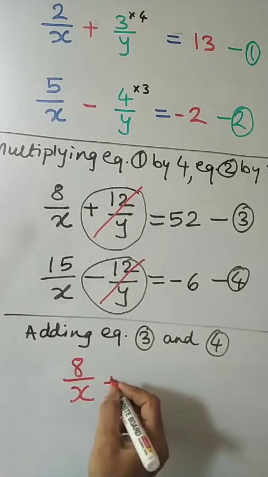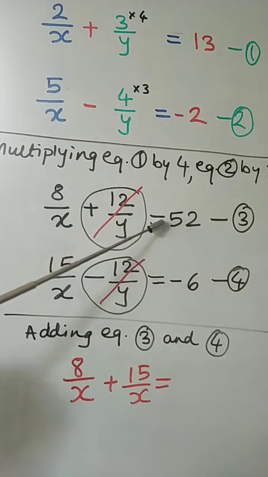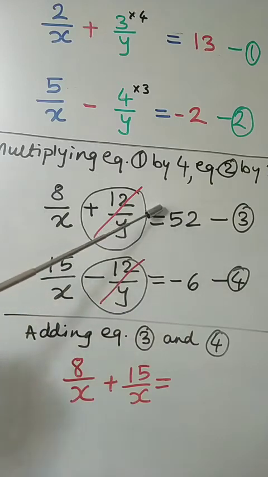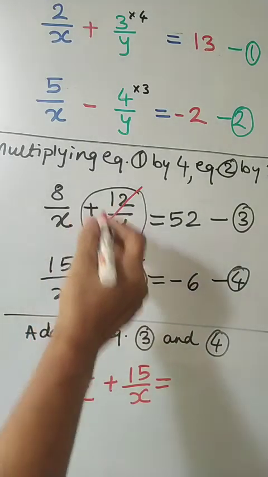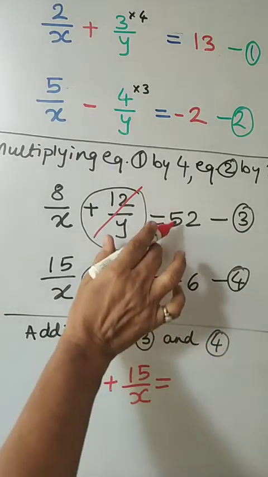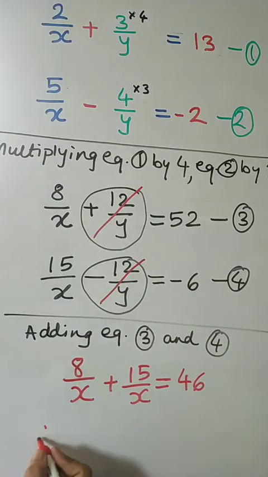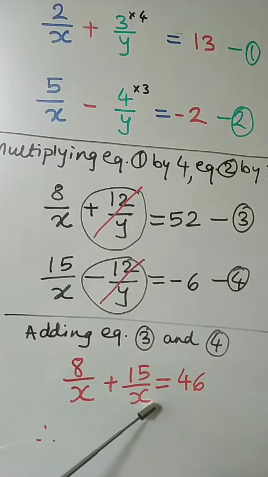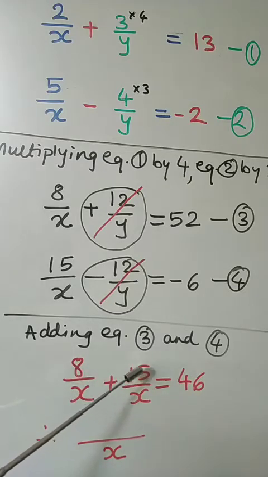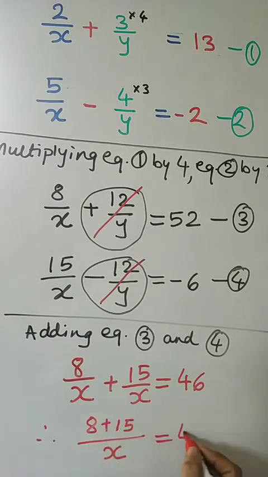8 upon x plus 15 upon x gives you 52 minus 6. That means you are simply performing the operation of subtraction because you are doing addition. So whatever is the operation, you are not changing it. This gives you 46. Now students, when there is a same denominator for two fractions, you have to write that common denominator as it is and just add the numerators. So 8 plus 15 you have to do.